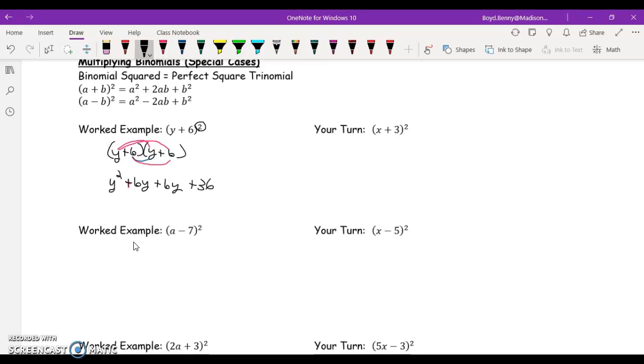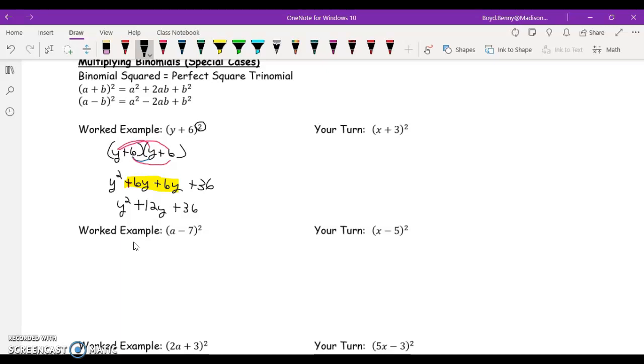Last thing I need to do is put these like terms together. And notice my like terms actually end up in the center right here together already. I just need to combine them for my final answer, which would be y squared plus 12y plus 36. Okay, please remember to write that in standard form as you go.